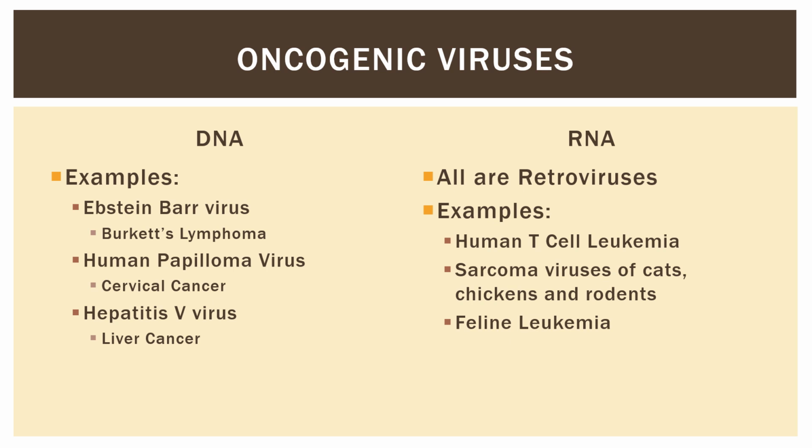There are also RNA oncogenic viruses, and all of them are retroviruses. We talked about one of these before, and that is feline leukemia. This is a very scary condition to have if you have cats, because it is an infectious virus that causes cancer in cats. So super, super bad time if you have kitties.